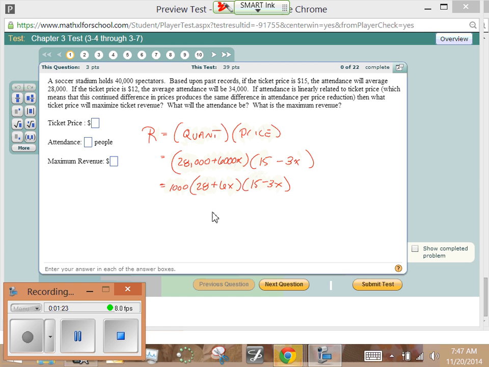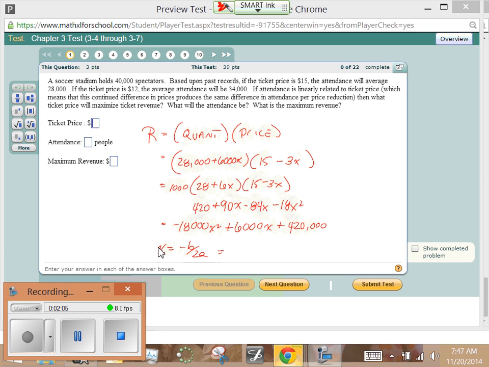420. Plus then 90x. 28 times 3, 4 2 is 84, so minus 84x minus 18x squared. So I'm going to get negative 18,000 x squared plus 6,000 x plus 420,000.